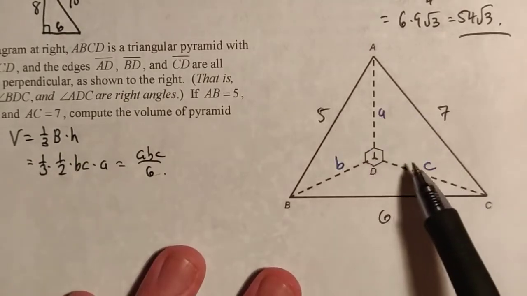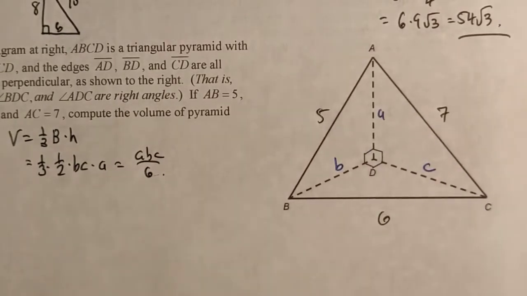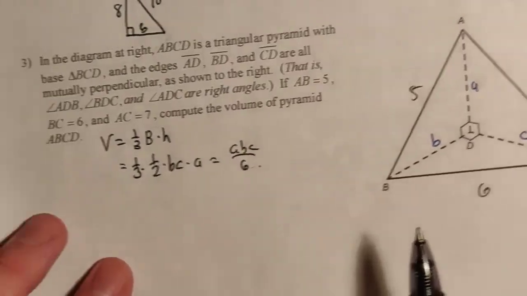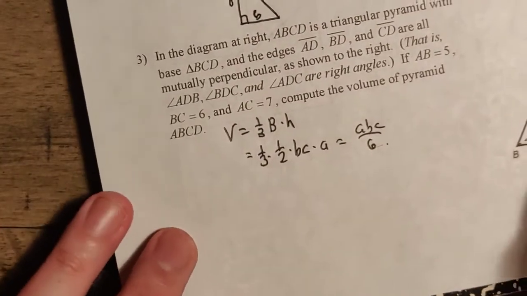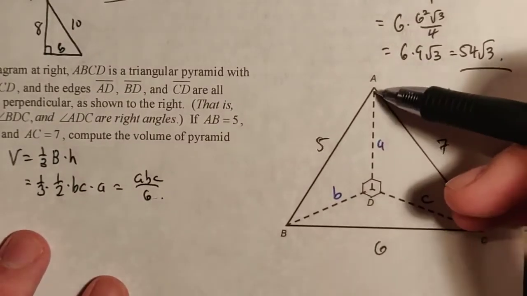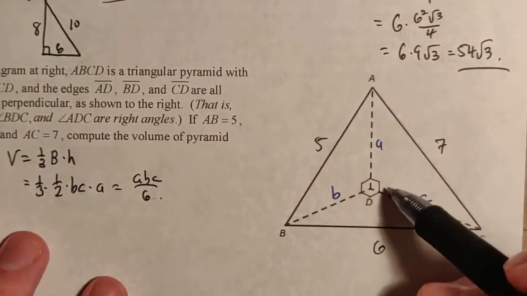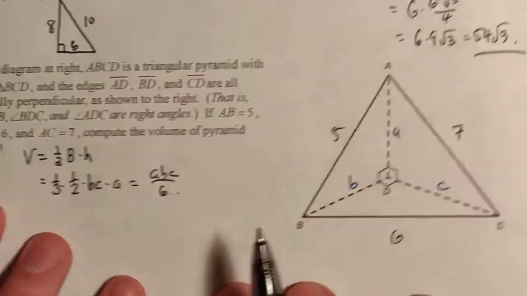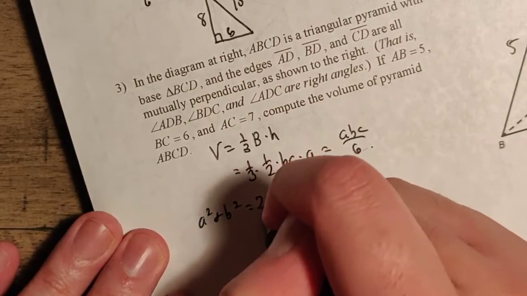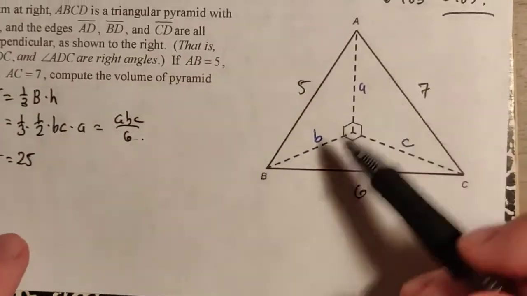Some of you may have noted that because these are all mutually perpendicular, there are a bunch of right angles here, and therefore we can create a bunch of right triangles. So in fact, we actually have right triangles that we can deal with here. If we look at triangle ABD, AD and BD are the legs, and AB is the hypotenuse. So therefore, we can write one truism: A squared plus B squared is 25, right, from this triangle here.